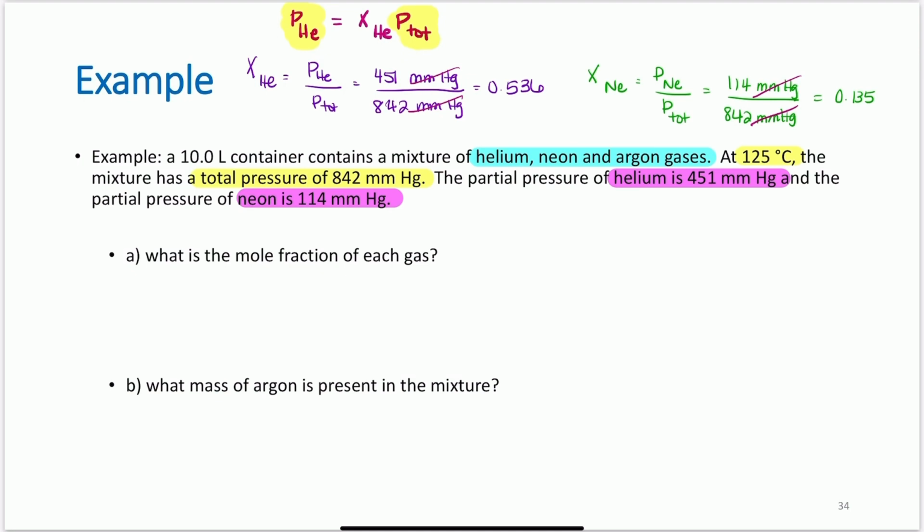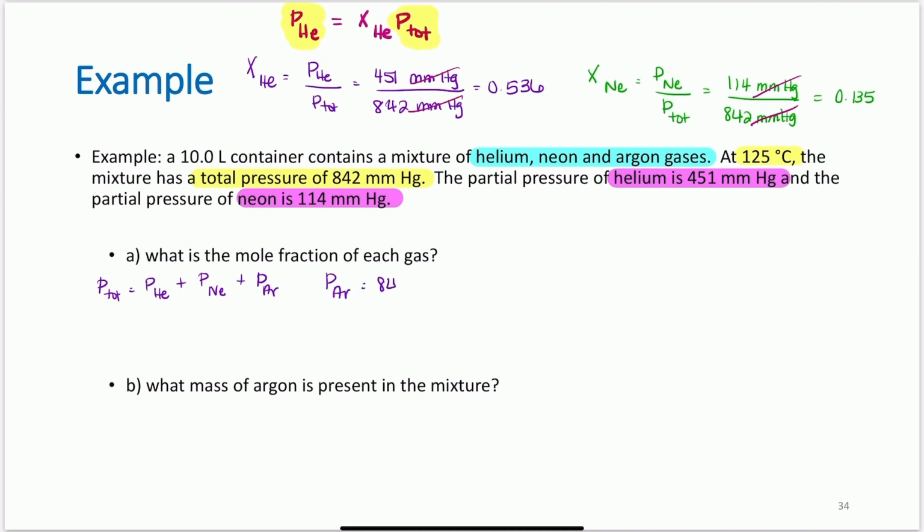Now I'm on to my mole fraction of argon. I have two ways I can solve my mole fraction of argon. The first, I can think about the fact that the total pressure of the system is equal to the partial pressure of helium plus the partial pressure of neon plus the partial pressure of argon. With this in mind, I can rearrange this equation and solve for the partial pressure of argon.